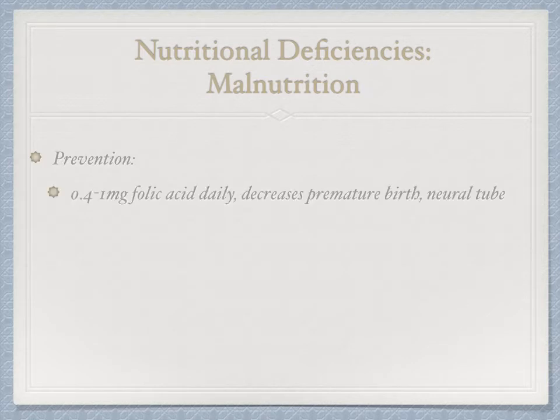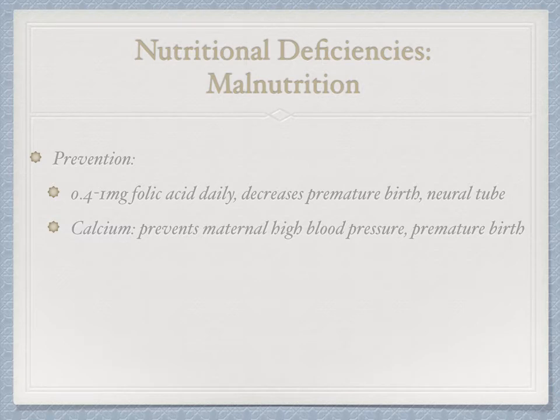Prevention, again: folic acid, hugely, crazily important. Not only does it help with neural tubes, it actually prevents premature birth. So again, folic acid daily is really important throughout the pregnancy, not just at the beginning. Calcium is known to prevent maternal high blood pressure and premature birth. Again, these things are usually included in a prenatal vitamin, but really should be included in the diet as well, foods that are rich in these things as well.